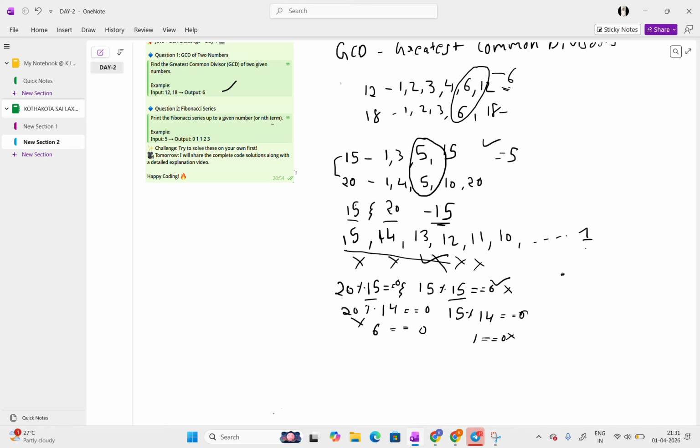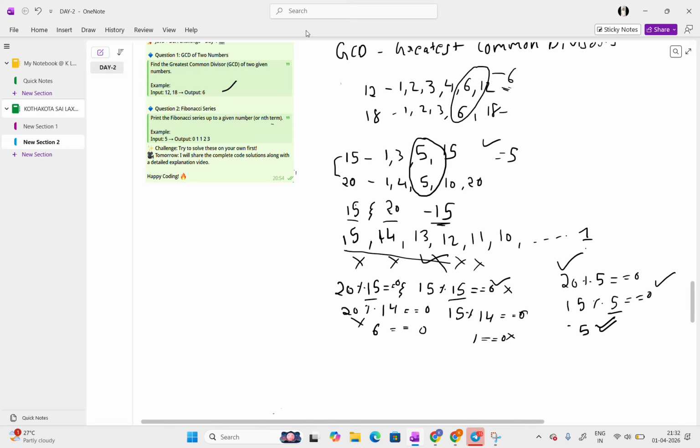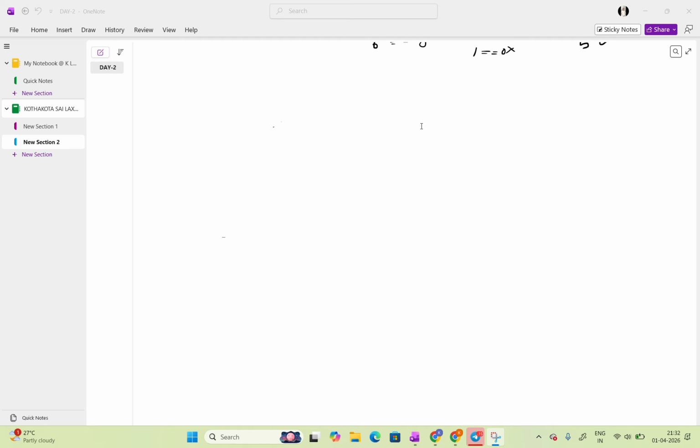Where will it satisfy? 20 modulo 5 equal to 0. Yes, it is equal to 0. And 15 modulo 5 equal to 0. Yes, it's satisfying both the conditions. So the greatest common divisor is 5. You can check. I think you got my point of what I'm going to say. So this is one kind of approach, a basic approach.